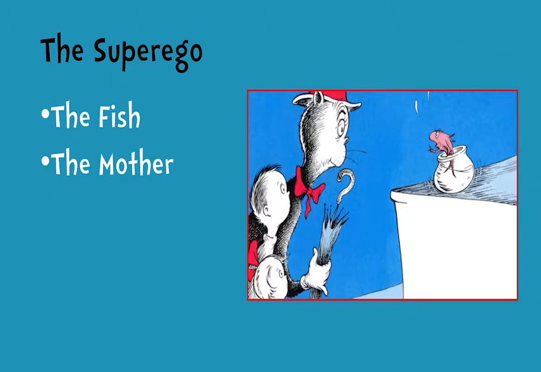The superego represents internal parental and societal restrictions. This structure of personality aims to control individuals and ensure that they are behaving according to society's standards. In the book, the fish and the mother represent the superego.